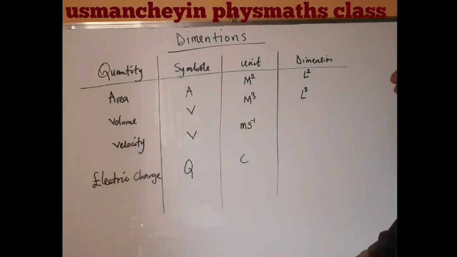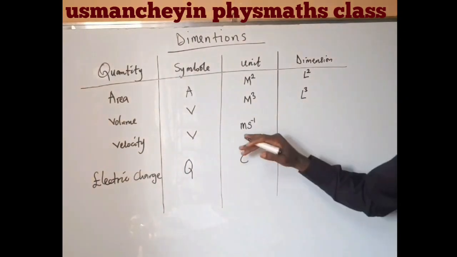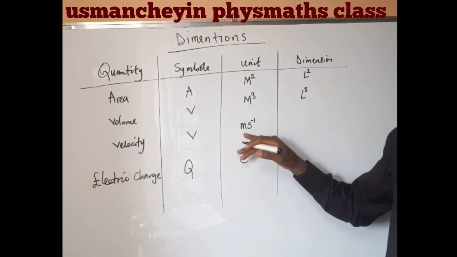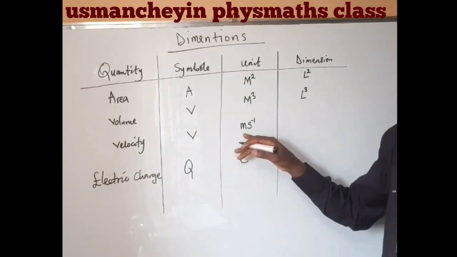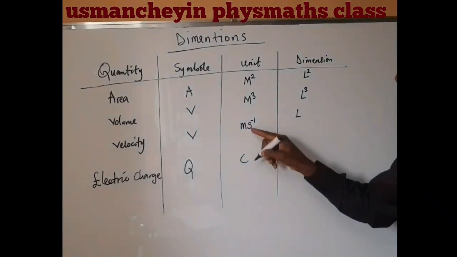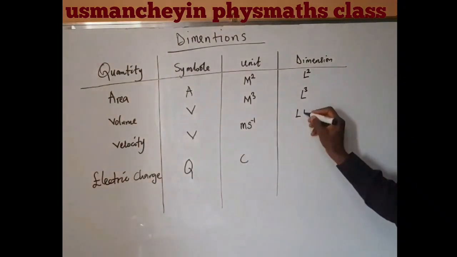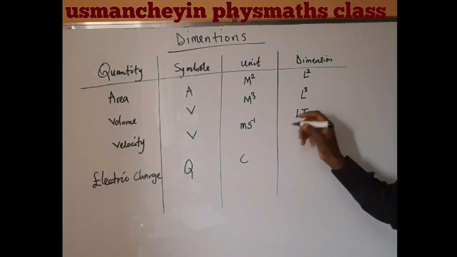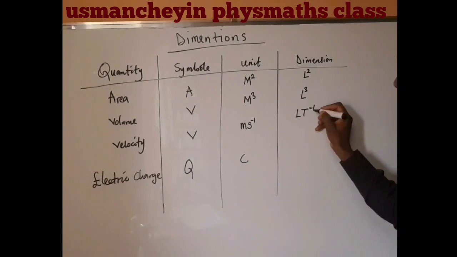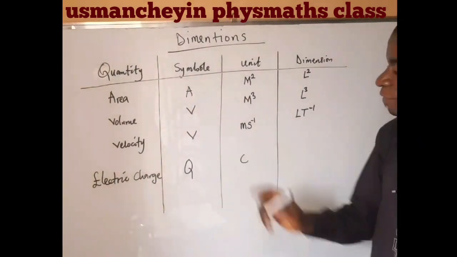Now when you come to velocity, the unit is meter per second, and meter, we know that it can be length, or distance, or height. So we just write our L. Now this is second. Second is time, and in dimension, we write time as T, but this is s inverse, so we put T inverse there. That means L T inverse is the dimension of velocity.